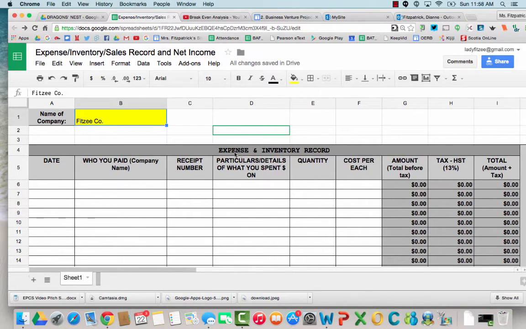And then this next section is called expense and inventory record. We're going to need to keep track of our costs, which are expenses, in order to figure out how much net income we're making at the end of this whole project.